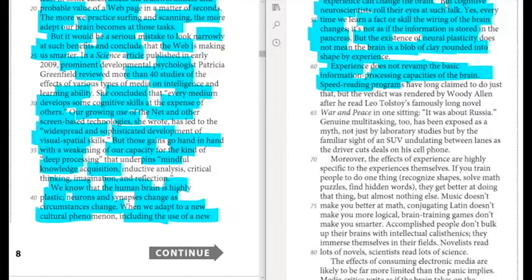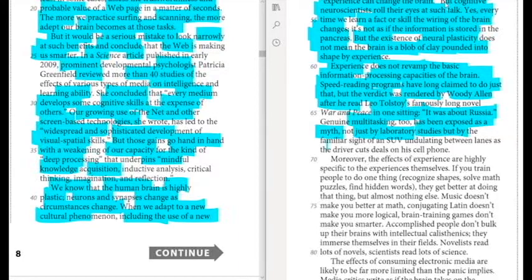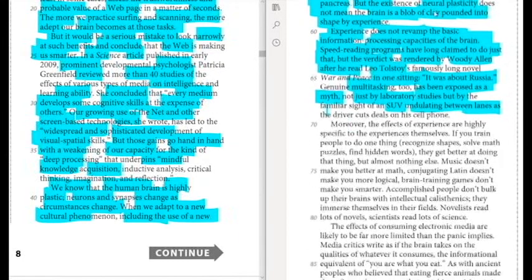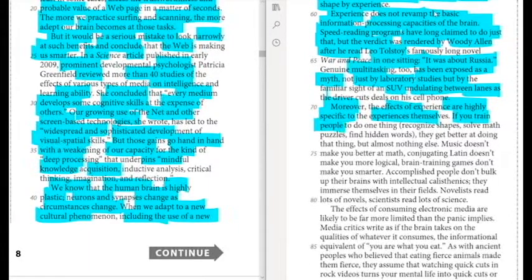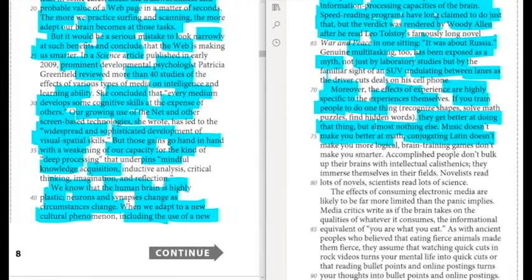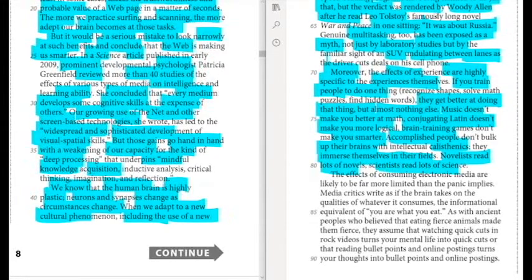Speed reading programs have long claimed to do just that, but the verdict was rendered by Woody Allen after he read Tolstoy in one sitting and said it was about Russia. Multitasking has been exposed as a myth, not just by lab studies, but by the sight of an SUV undulating between lanes. Moreover, the effects of experience are highly specific to the experience themselves. If you train people to do one thing, they get better at doing that thing, but almost nothing else. Music doesn't make you better at math. Conjugating Latin doesn't make you more logical. Brain training doesn't make you smarter. Accomplished people don't bulk up their brains with calisthenics. They immerse themselves in their fields. Novelists read lots of novels. Scientists read lots of science.